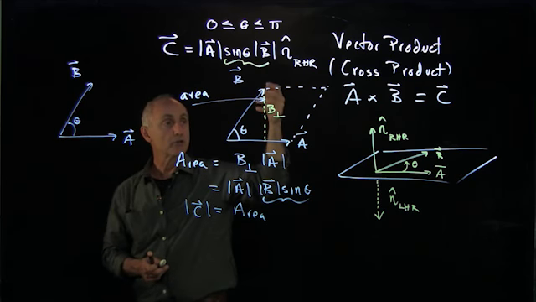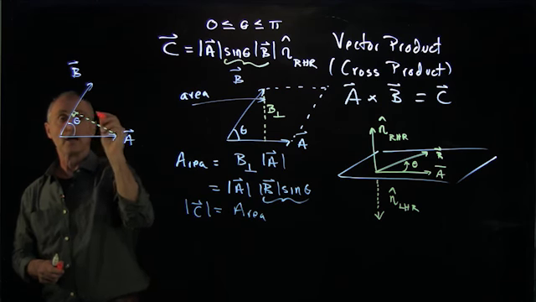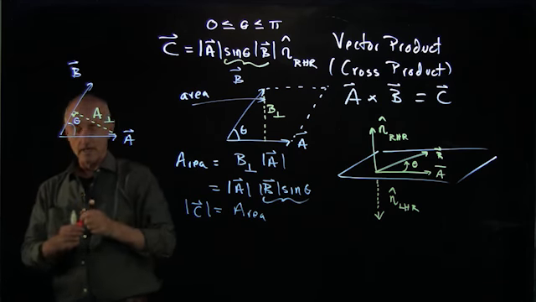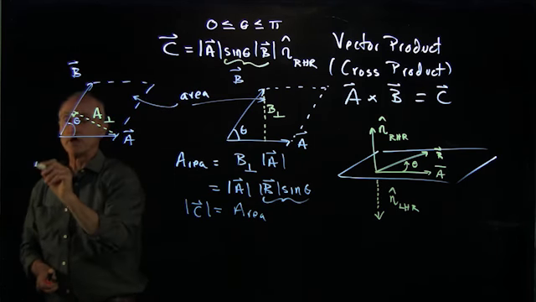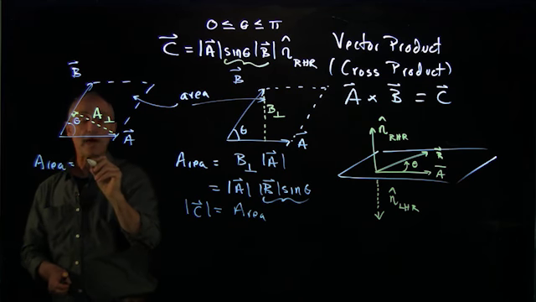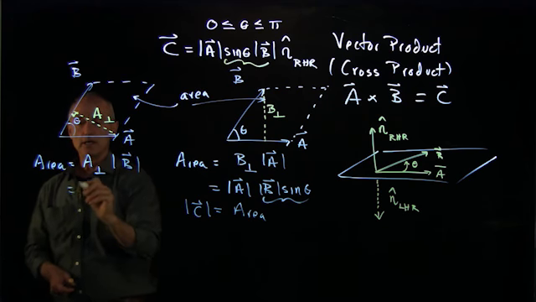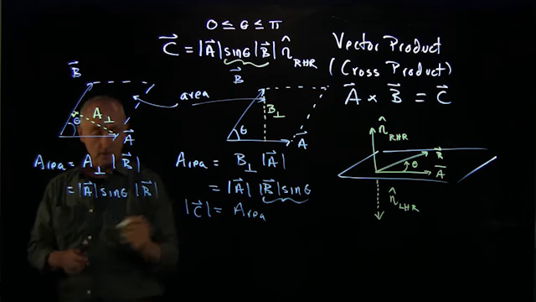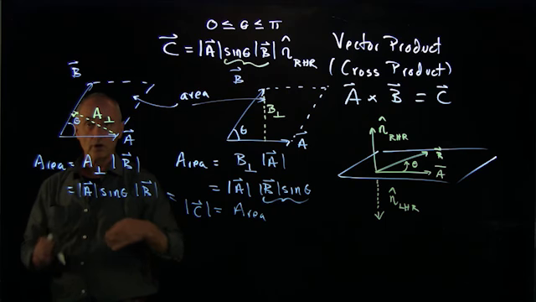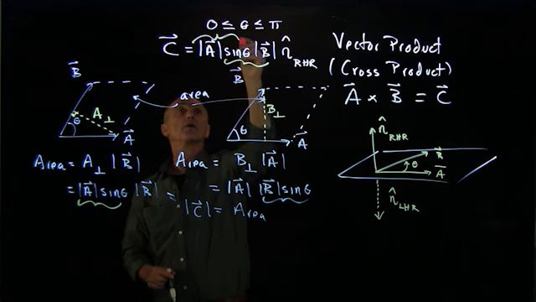Instead of taking how much of B is perpendicular to the direction of A, let's drop a perpendicular this way and write that as A perp. Then the same area can be expressed as A perp times the magnitude of B. And A perp is the magnitude of A sine theta, times the magnitude of B. That's our same definition as before. And so you see A sine theta is appearing over here.